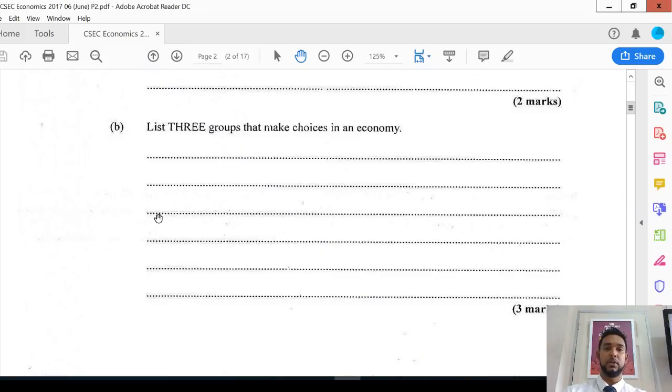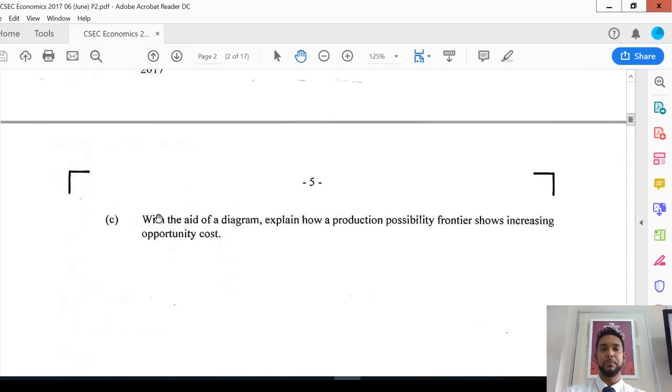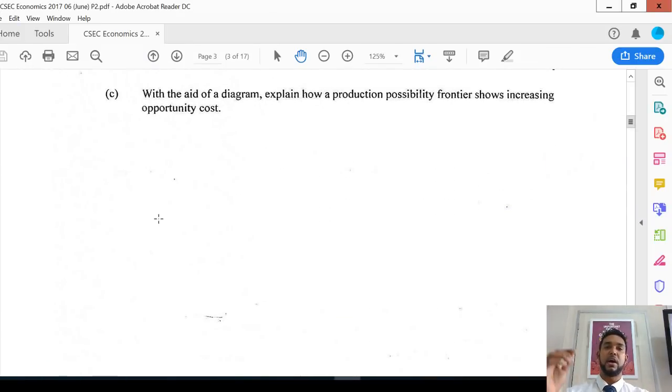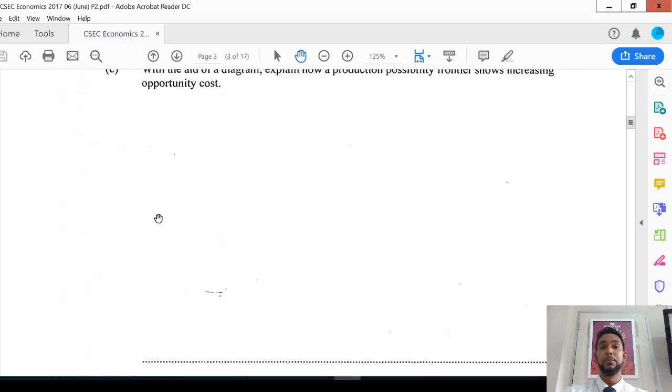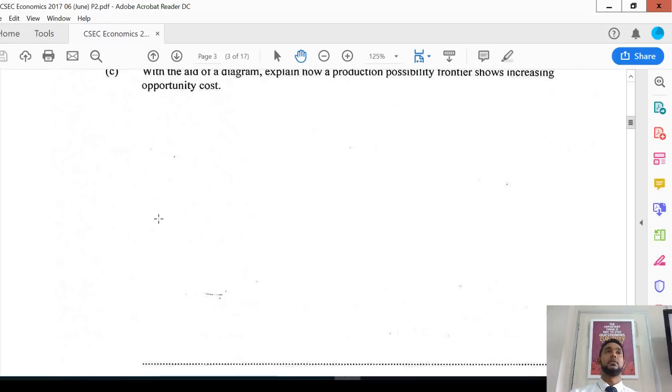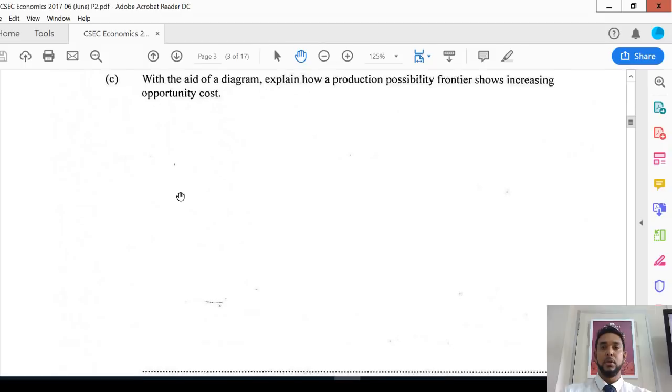I'll go back just now, Jordan. Let's try and go through them as quickly as possible, right? With the aid of a diagram, explain how a possibility frontier shows increasing opportunity cost. All right, let's see how many marks for that, by the way. That's 6 marks, right? So we're probably going to get 2 or 3 marks for the diagram, plus the remainder of the marks from the example. Right, so explain how a production possibility frontier shows increasing opportunity cost.